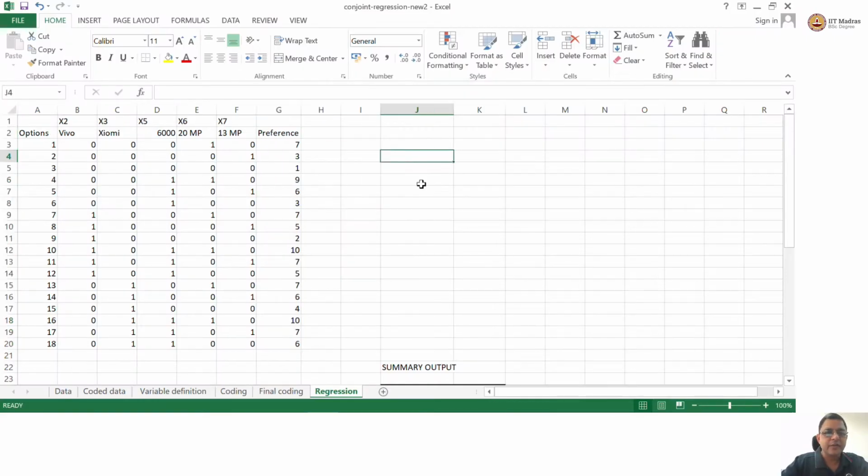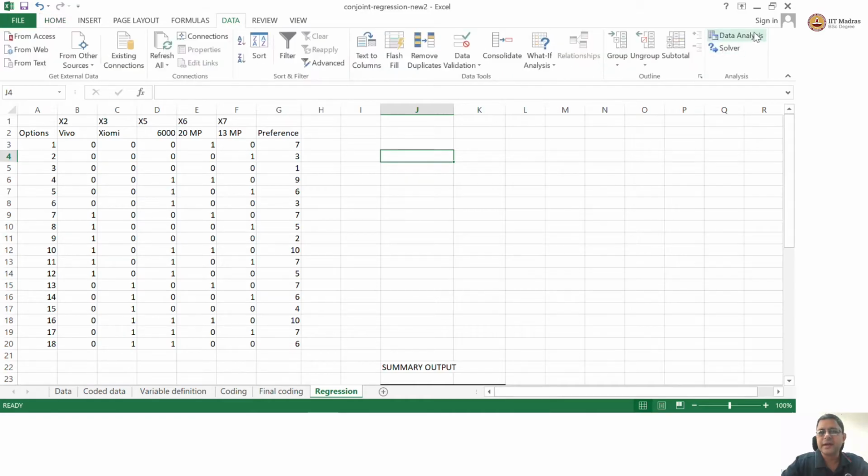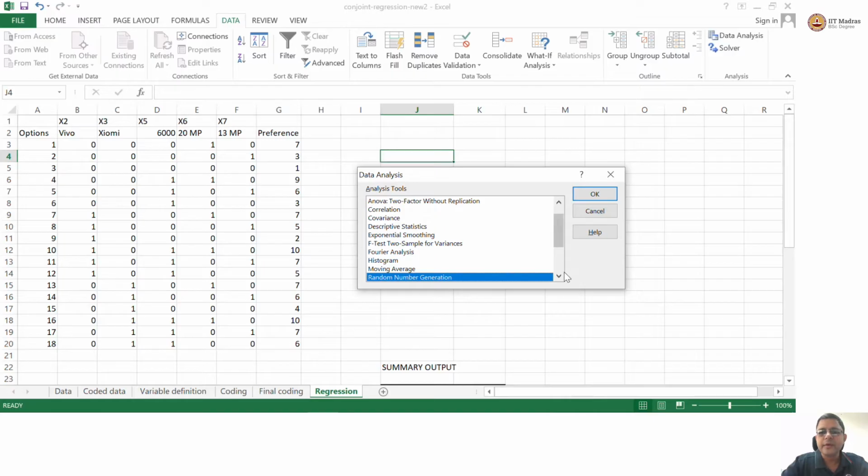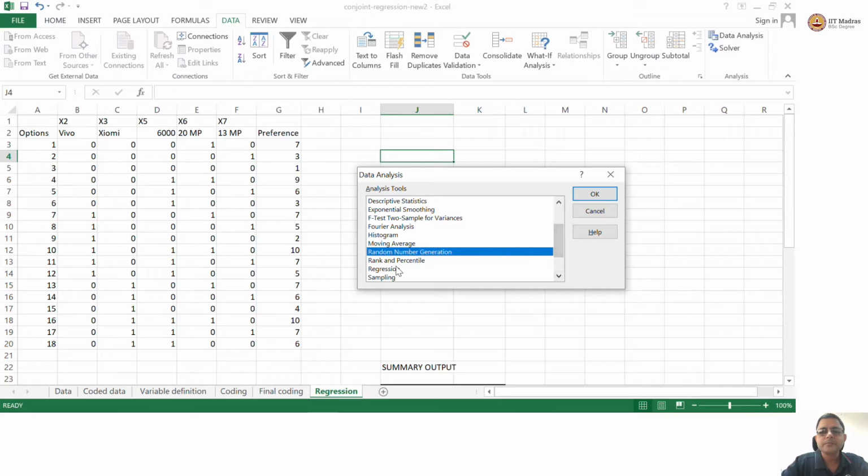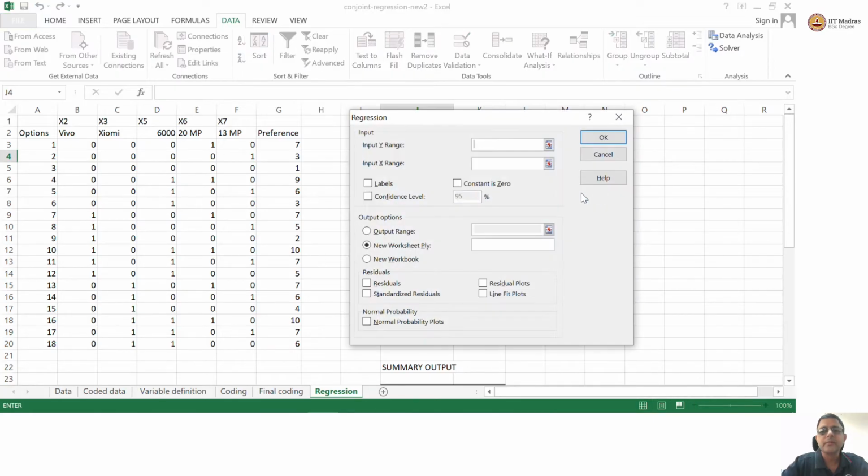So this is the data on which I'm going to run the regression. I hope you don't want me to show you how to run the regression, right? Go to data, go to data analysis, go to regression, hit okay, right? Where are your Y values? Your Y values are here. These are your Y values. Where are your X values? Your X values are here. I'm copying the labels by design. I'm saying that, yeah, it has labels.